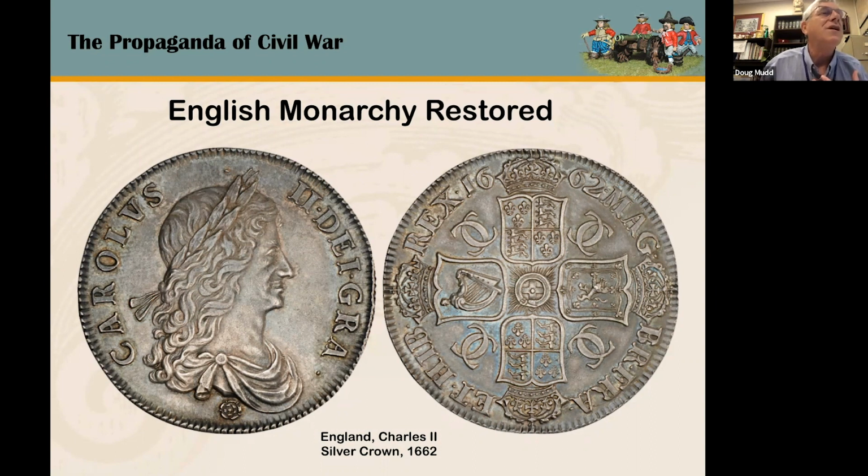You have the two C's, which is the monogram of Charles, in between the shields. And as I said before, the wheel had turned full circle. The monarchy was back, and back for good.